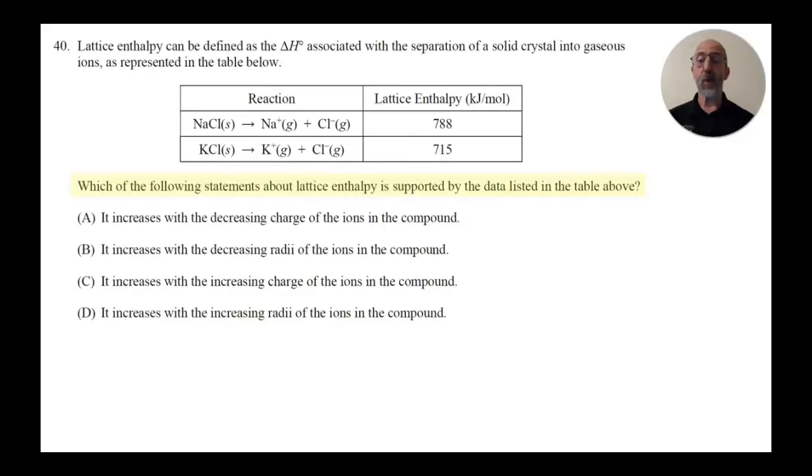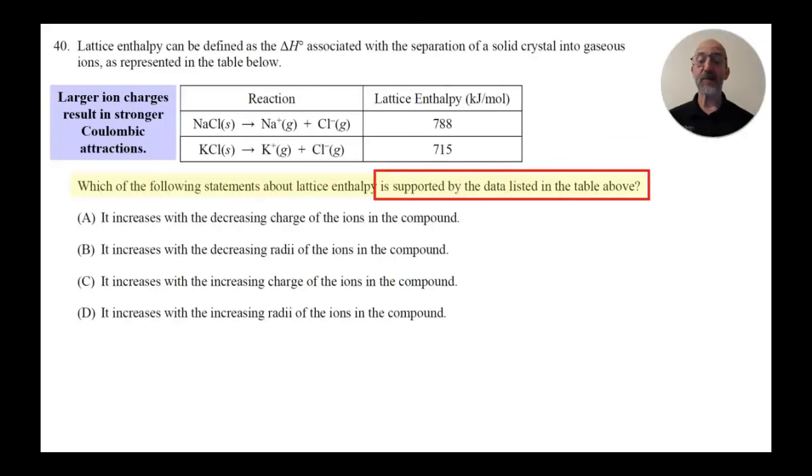And so what I like about question 40 is it's a good example of the advice that I normally give you at the end of each lesson in AP Chemistry Review and Practice. And that piece of advice is read the question carefully and make sure you are answering the question that is being asked. Look at choice C. It says that lattice enthalpy increases with the increasing charge of the ions in the compound. Now, that's true, but it's not supported by the data listed in the table above.